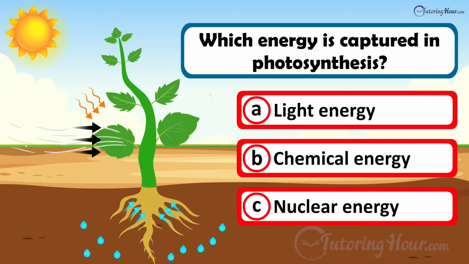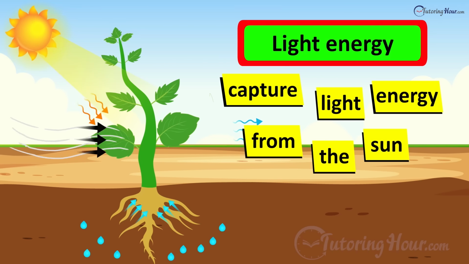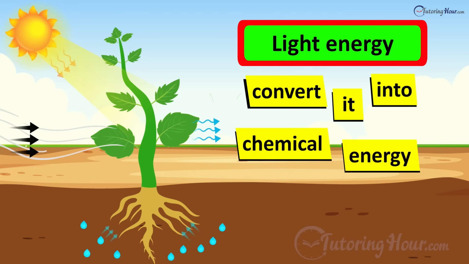The correct answer is light energy. Plants capture light energy from the sun and convert it into chemical energy during photosynthesis.